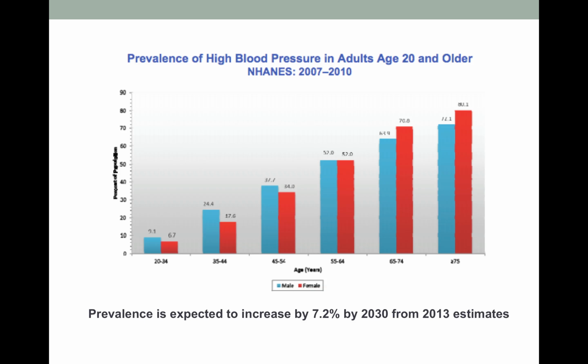Now, you can also see that prevalence is expected to increase by about 7.2% by 2030 from 2013 estimates. Again, we have a growing aging population, so this shouldn't be surprising.